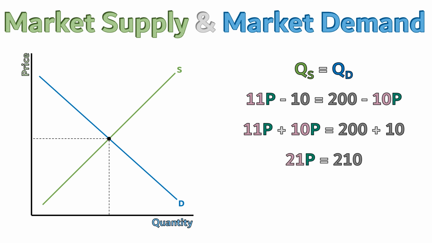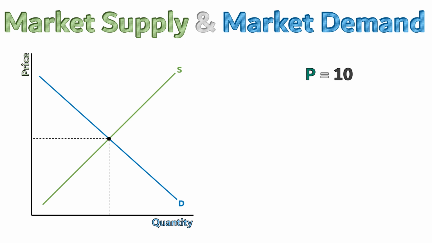Simplifying that gives us 21P is equal to 210. Now I just need to divide both sides by 21, which leaves us with P equals 10. At equilibrium, quantity supplied equals quantity demanded, and the only price where that condition is satisfied is 10. And so that is our equilibrium price.